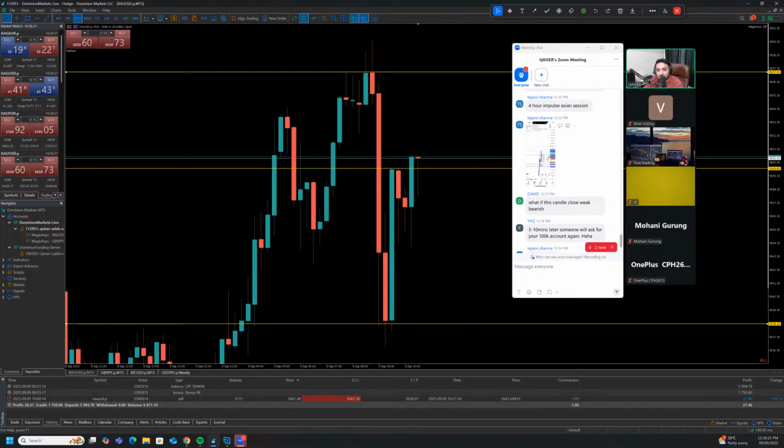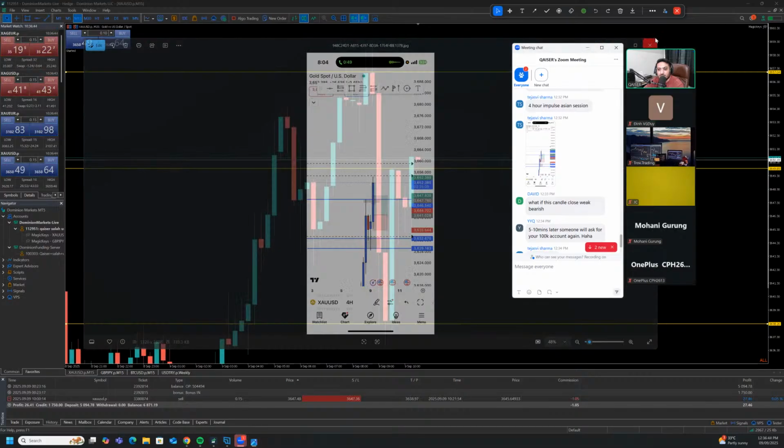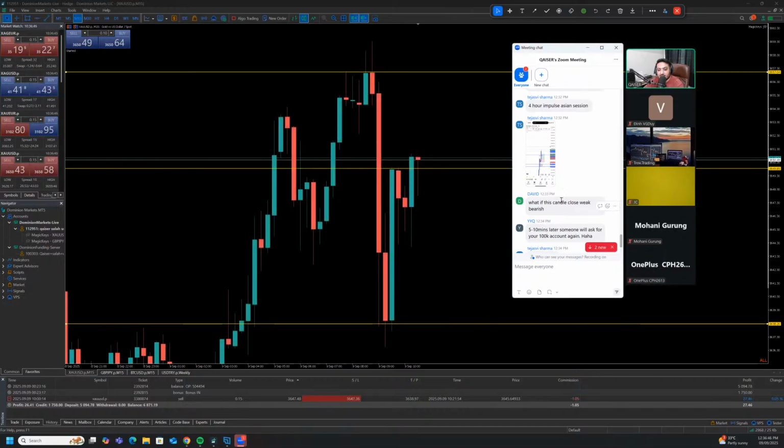Okay, so the 4-hour impulse session. Let me look at this chart. Tejasvi Sharma sent us the chart. Wow, very beautifully done. It created a wick, broke out of the rejection and the resistance area, depending on the volume, and executed. Very nicely done. Go for the wick fill on the left-hand side. Wow, beautiful trade. Tejasvi, bro, very nicely done.